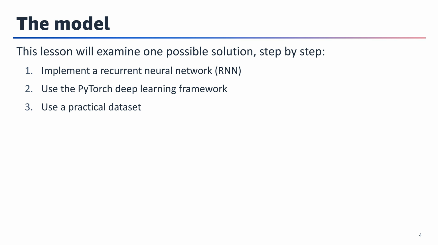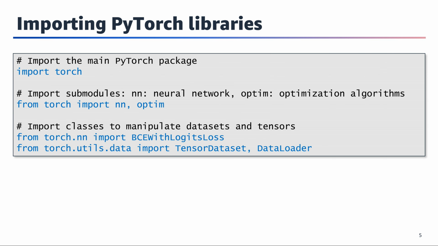The first step is to implement a recurrent neural network model. The PyTorch deep learning framework will be utilized to build and train the RNN. Additionally, a practical dataset containing customer reviews will be employed to train and evaluate the model's performance in sentiment analysis. We'll walk through some example code.